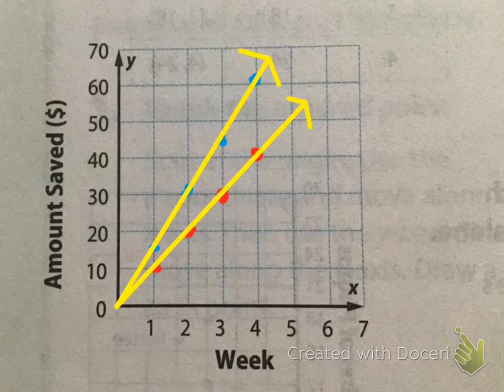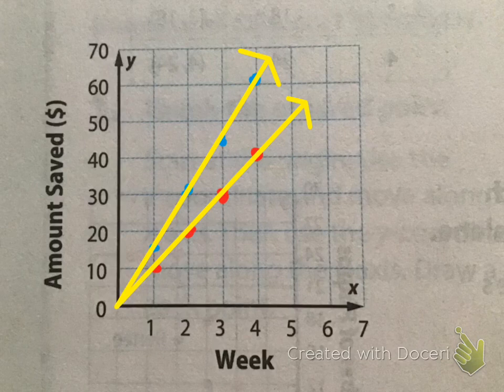Which one is steeper? Let's see, Sophia, which one's steeper? Yes, so this top one right here is steeper. David's line is steeper because David is saving more money. So how do the ratios compare? We see that David has a higher ratio. He's saving more money. How is it shown on the graph? It's shown on the graph because of the steepness.